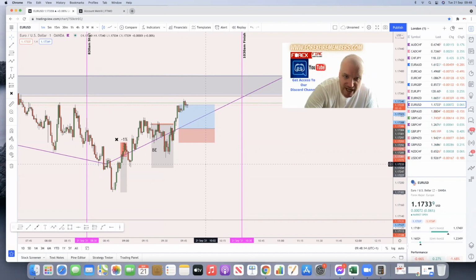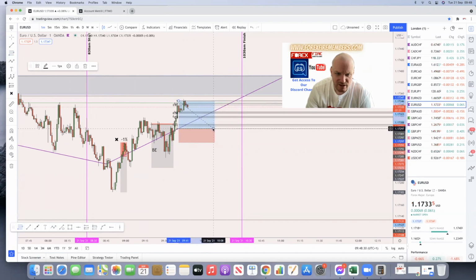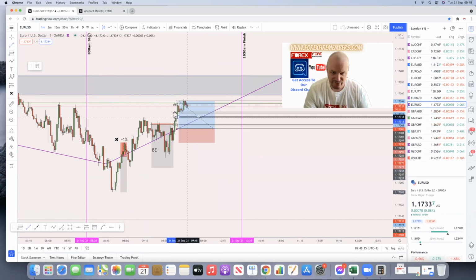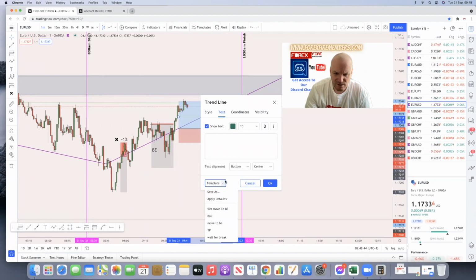We'll see if we'll get an entry on this. Again, let's just have a look. Let's just see if we can push that a little bit more. 119. So we've got a 1 to 1.96. Again, structure wise, let's factor in our move to break even. That'll be the move to break even area.